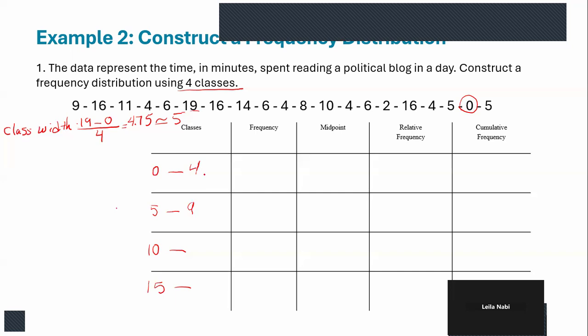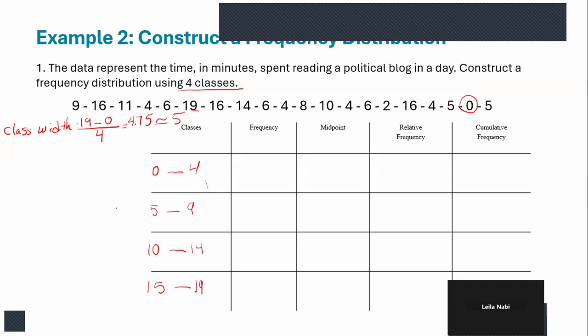Or, after finding the first one, you can keep adding the class width, which is 5. 4 plus 5 is 9. 9 plus 5 is 14. 14 plus 5 is 19. And after writing the 4 classes, we need to make sure that the maximum number, which is 19, is in the last class.